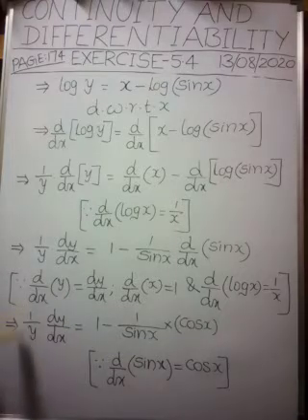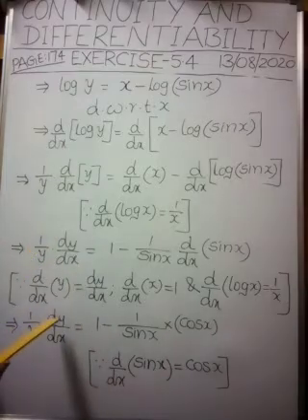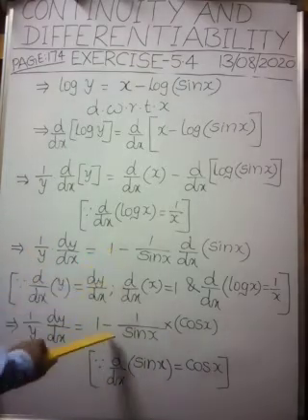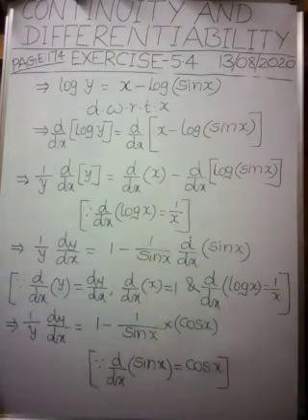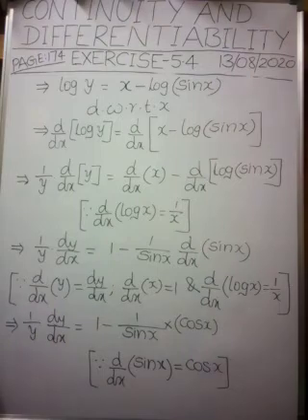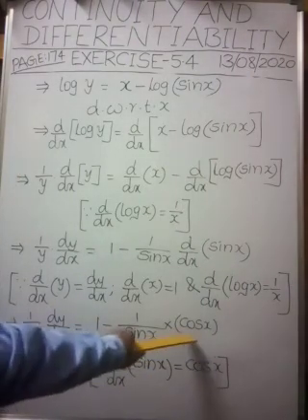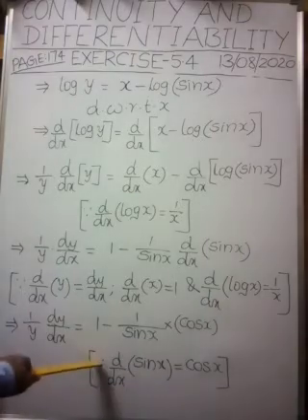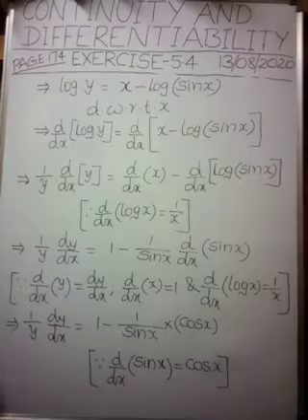This implies 1 by y dy by dx. We wrote LHS part as it is, equal to 1 minus 1 by sin x into, what is the formula? d by dx of sin x, direct formula. Differentiations of some standard functions. It is also a standard function, sin x. So d by dx of sin x value is cos x. Understood this part, my dear children? Right. Because d by dx of sin x is equal to cos x. Okay, my dear children?